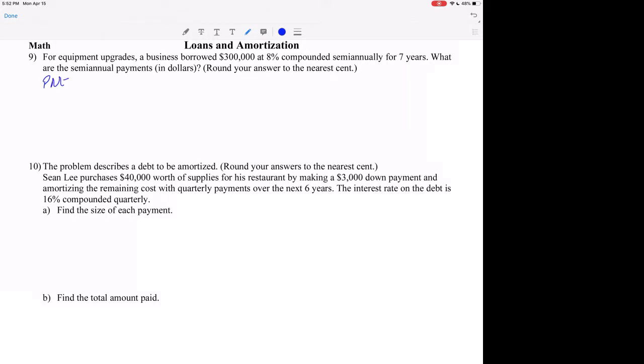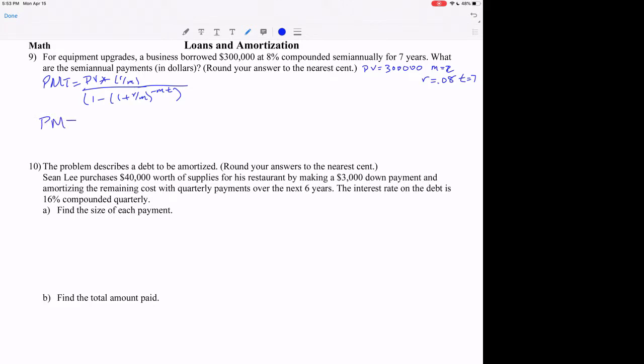So our payment is equal to our present value times R over M over 1 minus 1 plus R over M to the negative MT. All right, now PV is 300,000. M is 2. R is 0.08. And T is 7. So we just plug in our values.